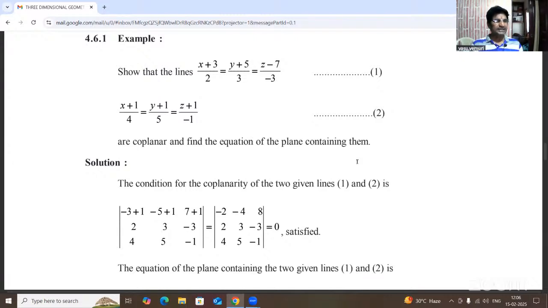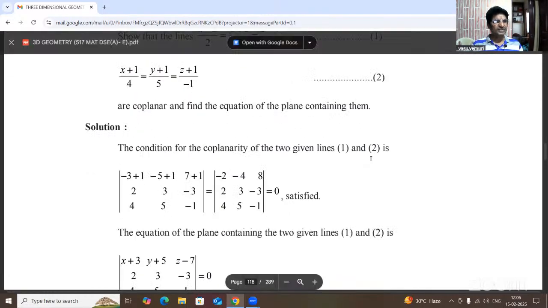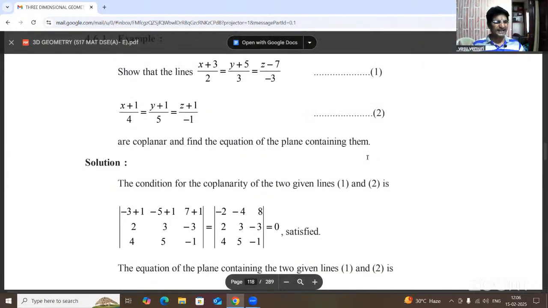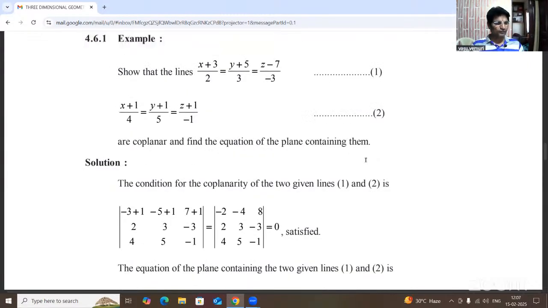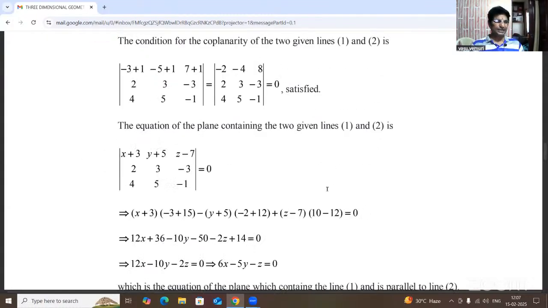So, x1 minus x2 means minus 3 minus of minus 1. So, minus of minus 1 is plus 1. Minus 5, minus of minus 1. 7, minus of minus 1. So, L1, M1, N1 is the first line's direction ratios 2, 3, minus 3. The second symmetrical line's direction ratios are 4, 5, minus 1. And on finding the determinant of this, we are getting that the value is 0.